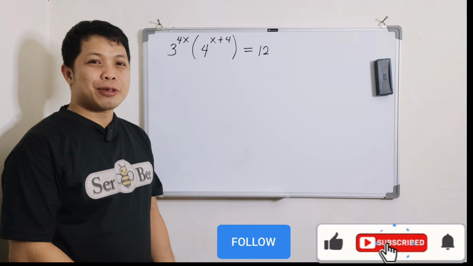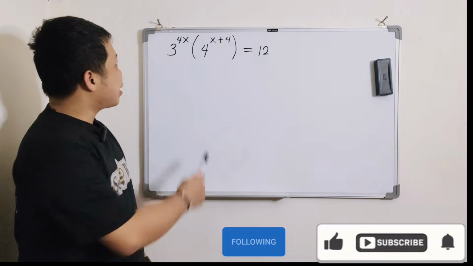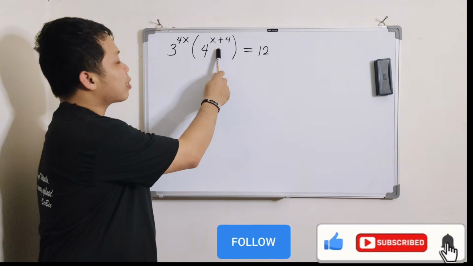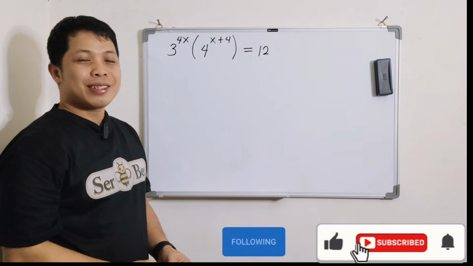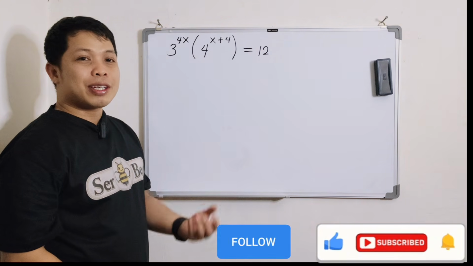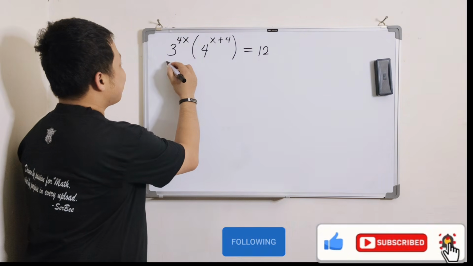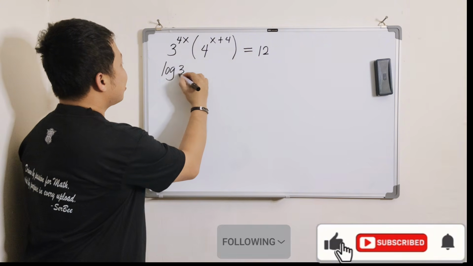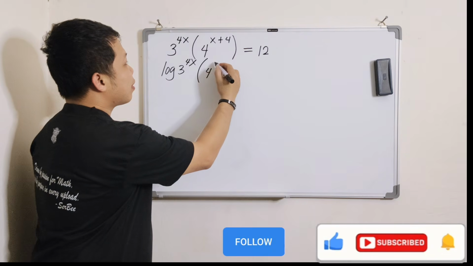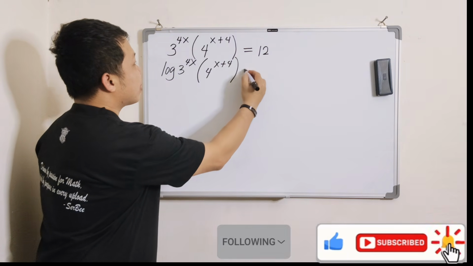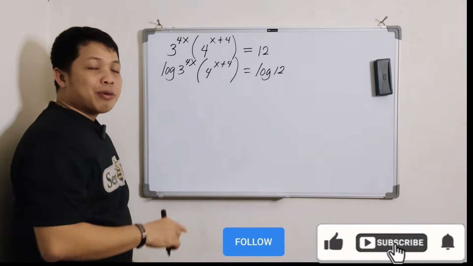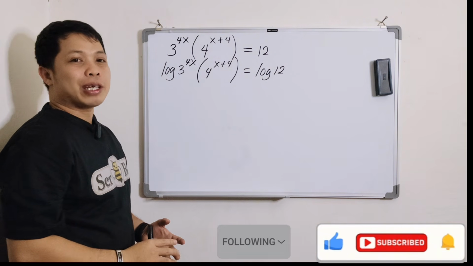Today, we are going to solve an exponential equation. So we have 3 raised to 4x multiplied by 4 raised to x plus 4 equals 12. To solve this equation, we need to take the logarithm of both sides of the equation. So we have logarithm of 3 raised to 4x multiplied by 4 raised to x plus 4 equals logarithm of 12. Now, we need to apply the properties of logarithm.